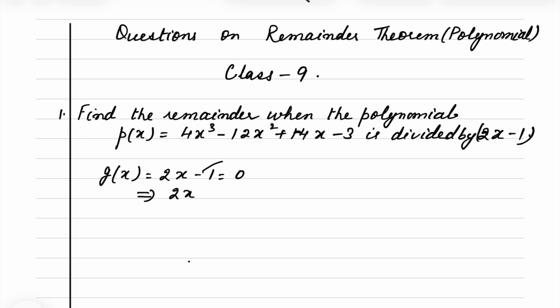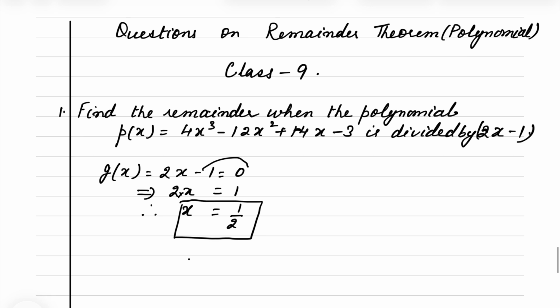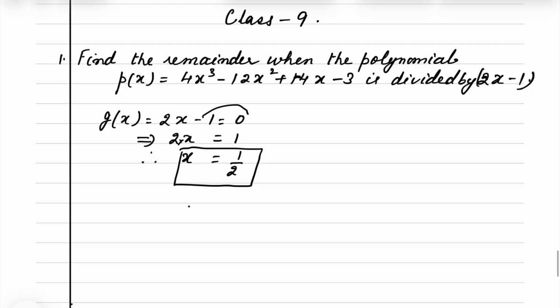2x minus 1, you bring this side, so it will be plus 1. Here it is into, so if we find out x, it is x equals to half. So what we do, we put this value x equals to half in the given polynomial, which is the dividend.